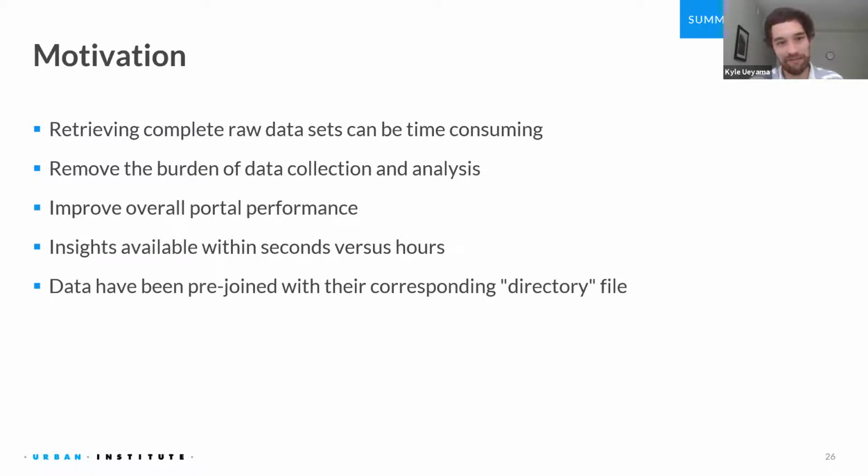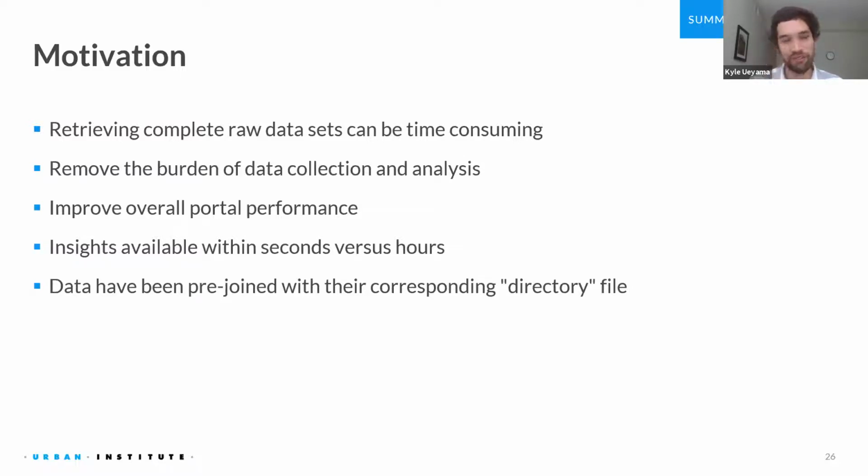Finally, the data have been pre-joined with their corresponding directory file. As Erica mentioned, she listed off various geographic identifiers that our different data sets have been joined against, but those are actually going to end up in a separate endpoint if you're going off of the raw data API. So if you were trying to get the school's enrollment data and you wanted to look at congressional district, you'd actually have to go and pull all that directory information as well, do a join, and then do the summarization.